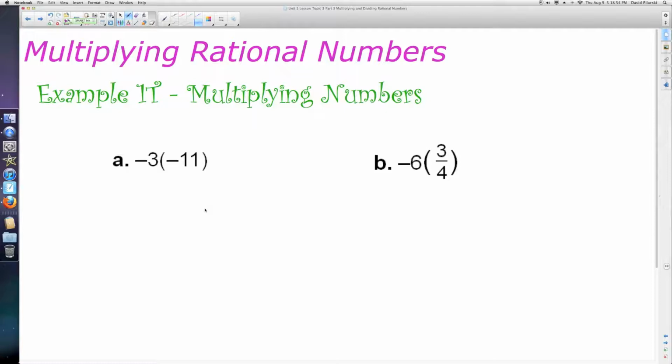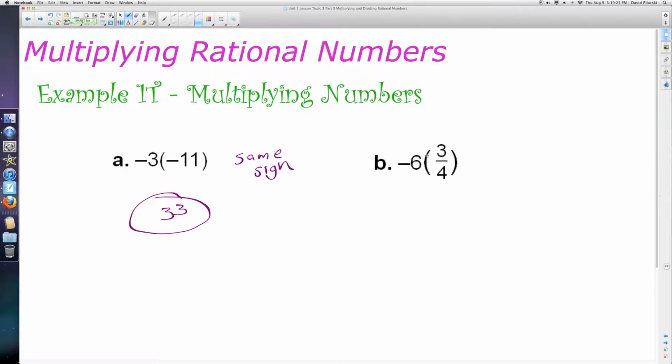We're getting right into multiplying numbers here in Example 1, where we're told to multiply numbers. So we have to simplify this by multiplying. Now, the rule that applies here is the same sign rule. -3 and -11 have the same sign, which states that if they have the same sign, the answer is going to be positive. So all we have to do is multiply 3 and 11. 3 times 11 is, of course, 33, and the answer is positive because they have the same sign.